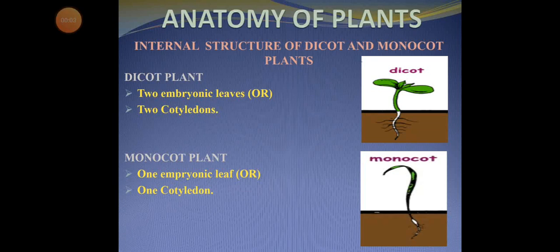Good morning, students. Now we have to study the anatomy of plants. What is anatomy? It is the study of the internal structures, the internal parts of plants. Already we saw the internal structures of the root and the introduction of anatomy. Now we have to study the anatomy of the stem.